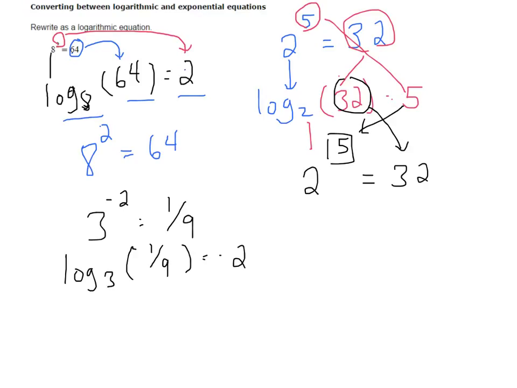So if we have 5 to the 0 power equals, well, what's 5 to the 0 power? Well, that's 1. So we have log, again, base 5 of 1 equals the exponent, which is 0. And then we could rewrite it the other way if we wanted to. 5 to the 0 power equals 1.